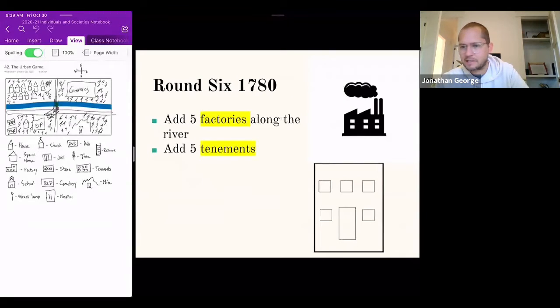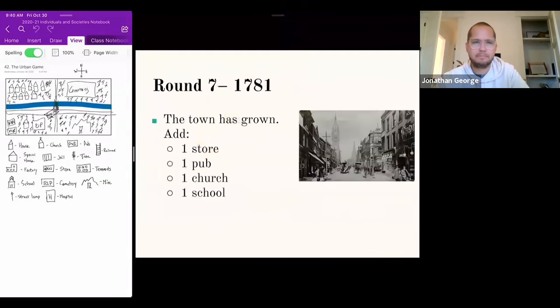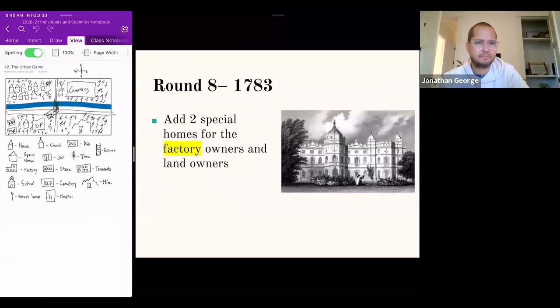Round 6, you had 5 factories along the river and 5 tenements. Tenements are the areas, like in a big apartment building, where a lot of the factory workers will live. It's usually very crowded. It's not very sanitary. A lot more shared space than you think, almost like a college dorm. Round 7, town is growing. Another store, pub, church, and a school.